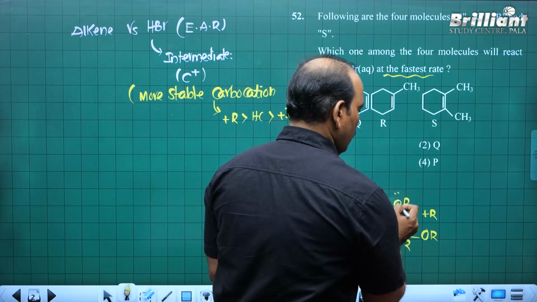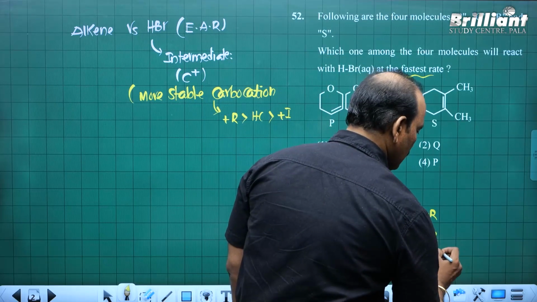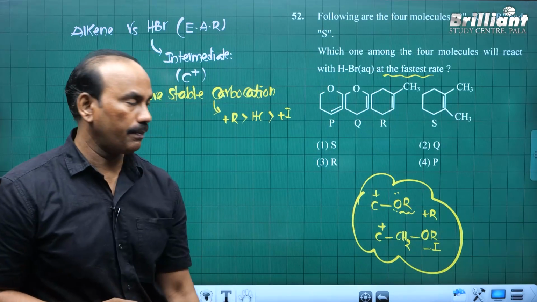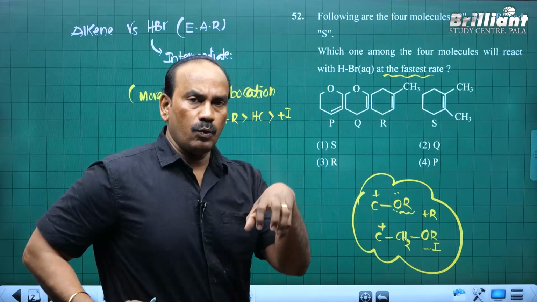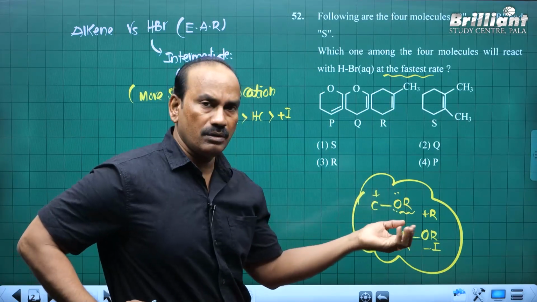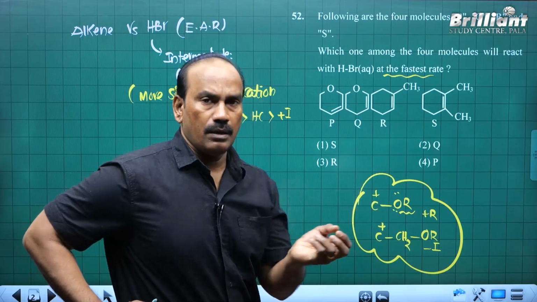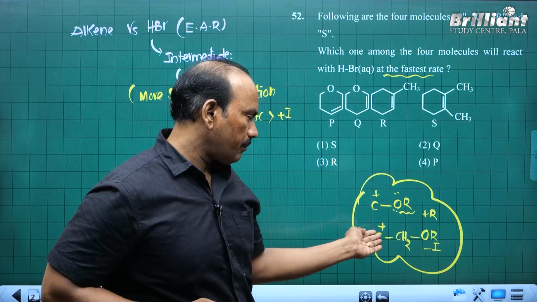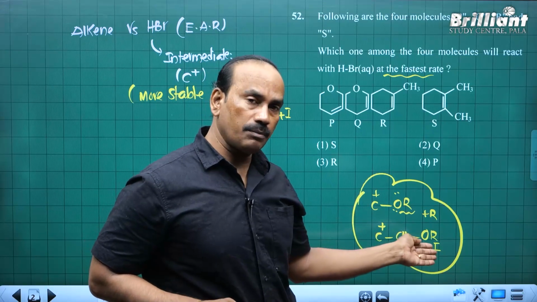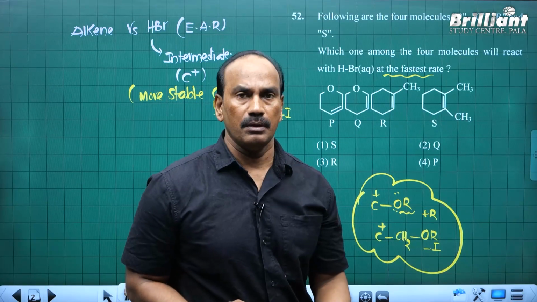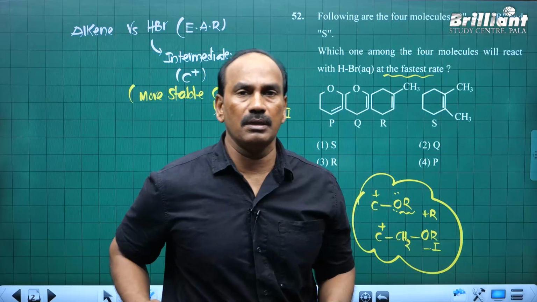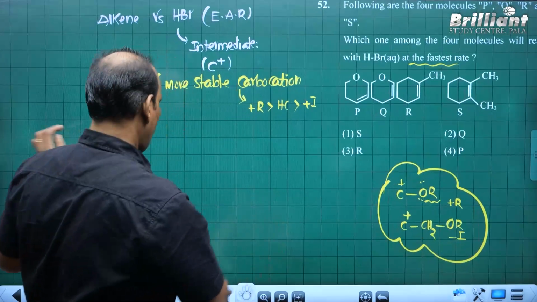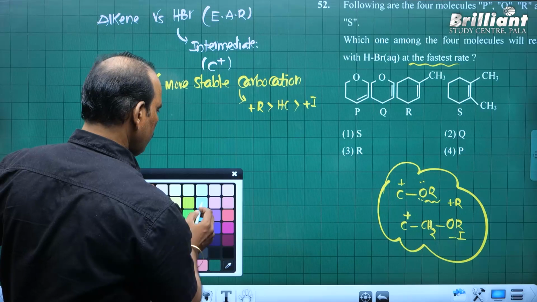Okay? Then here this is minus I. This is the main concept. Clear? So OR or OH directly attached to the carbocation, that is a plus R. At the same time carbocation adjacent carbon has alkyl group, OR group, that is minus I. Okay. Now we go to the first one.